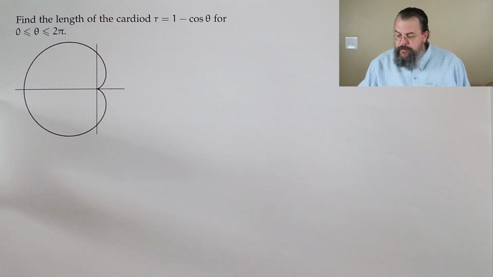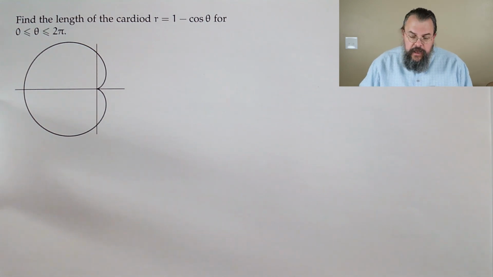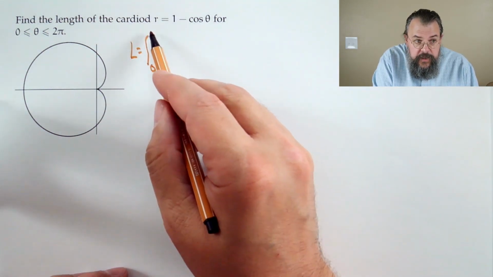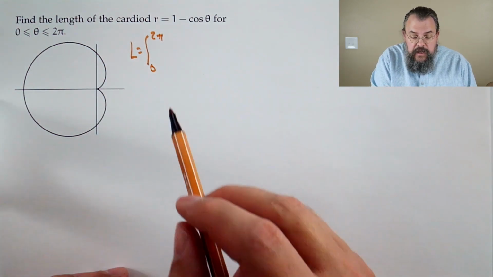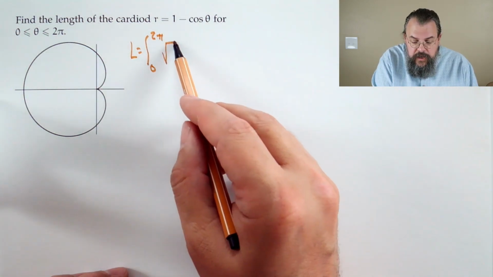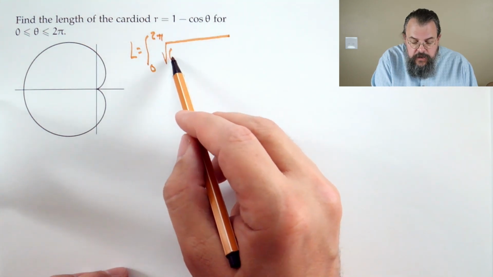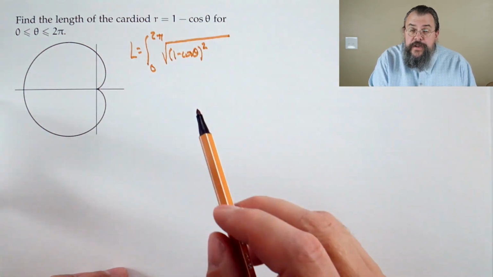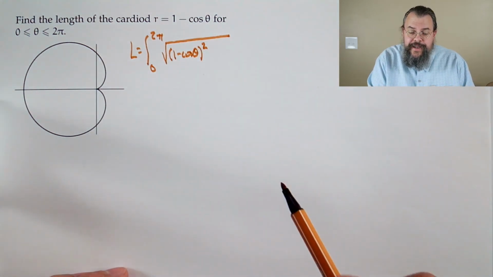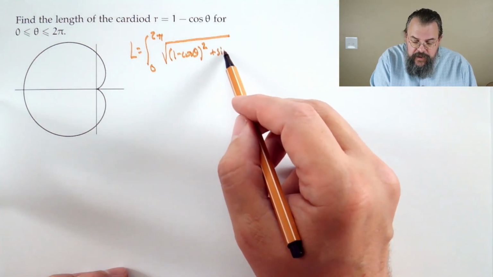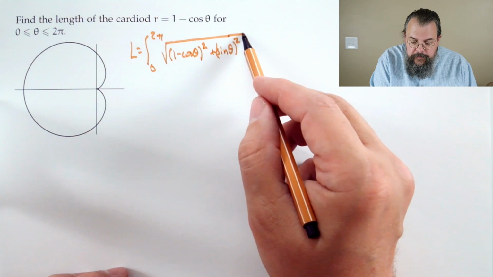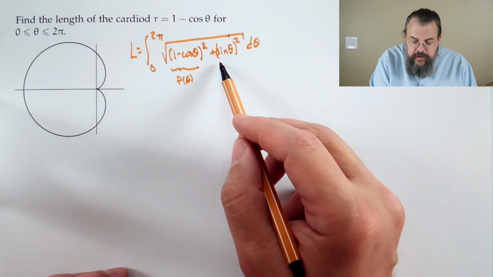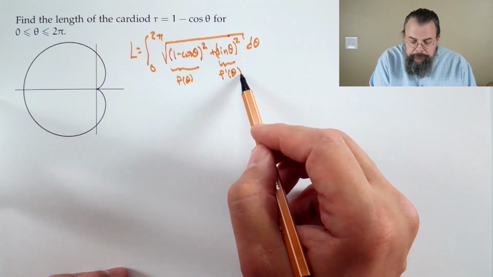Well, we start with our generic formula, which says that our length is equal to, adding up, start to finish, 0 to 2 pi, the square root of our function, 1 minus cosine theta squared, plus the derivative of our function. Well, the derivative of 1 minus cosine theta will be sine of theta squared, d theta. So this is our f of theta. This is our f prime of theta.